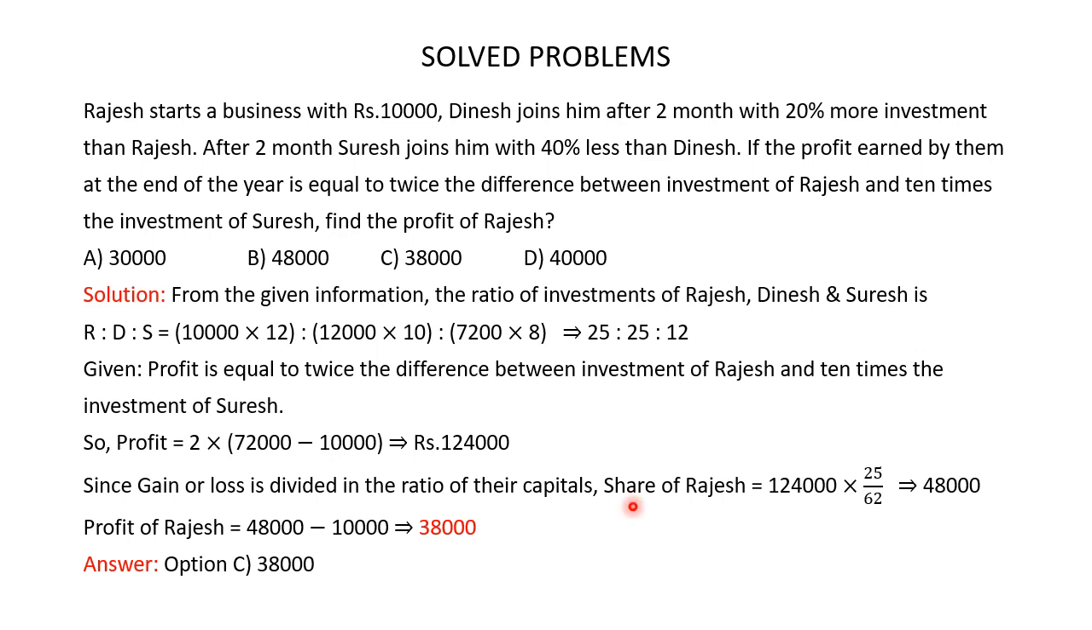Now you have to observe one important point here. In the question, you are not asked to find the share of Rajesh, but you are asked to find the profit of Rajesh. So, to find the profit of Rajesh, you have to subtract Rajesh's investment from this 48,000. So profit of Rajesh is 48,000 minus 10,000, which is 38,000. So Rajesh's profit is 38,000 rupees. So the correct answer is option C, 38,000.